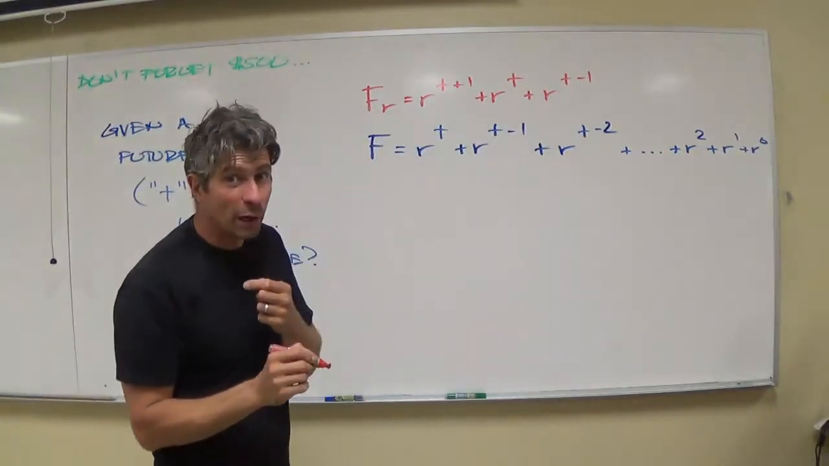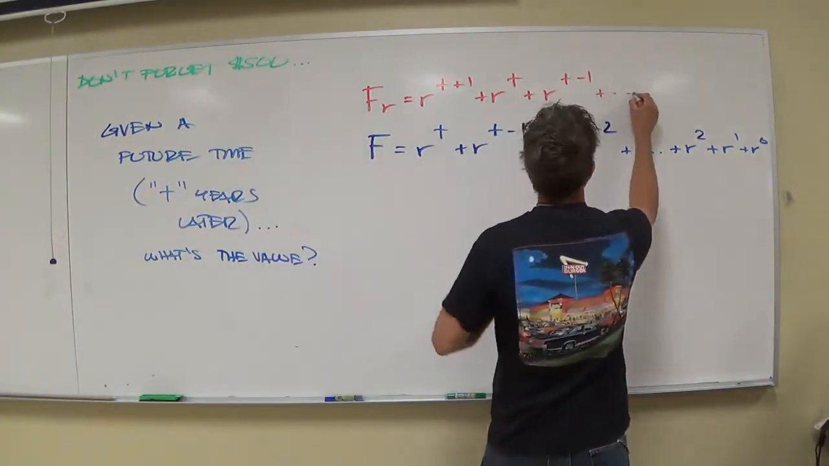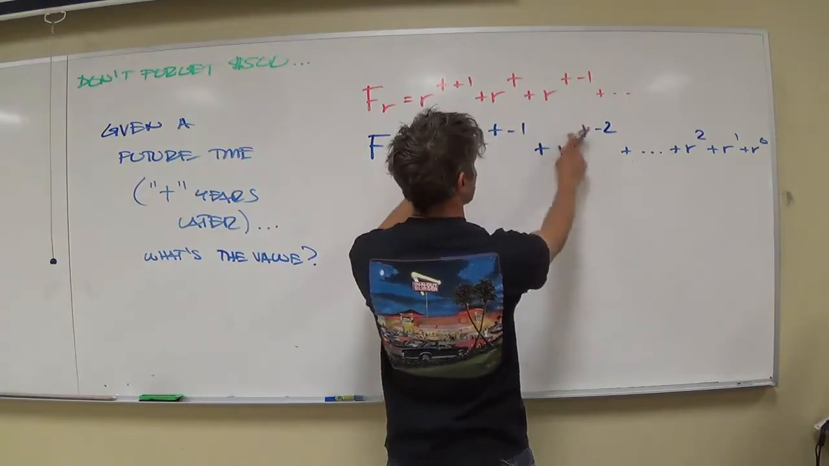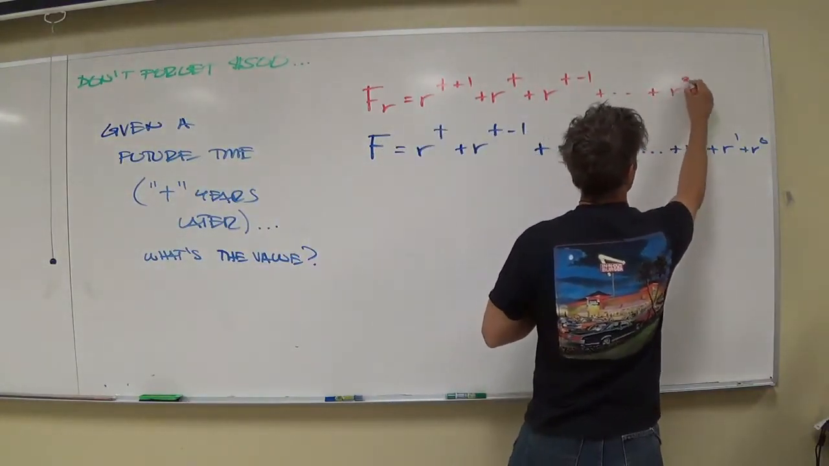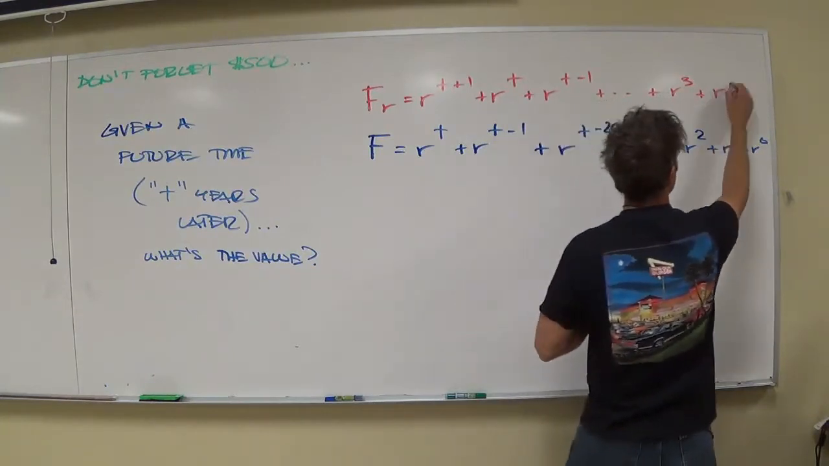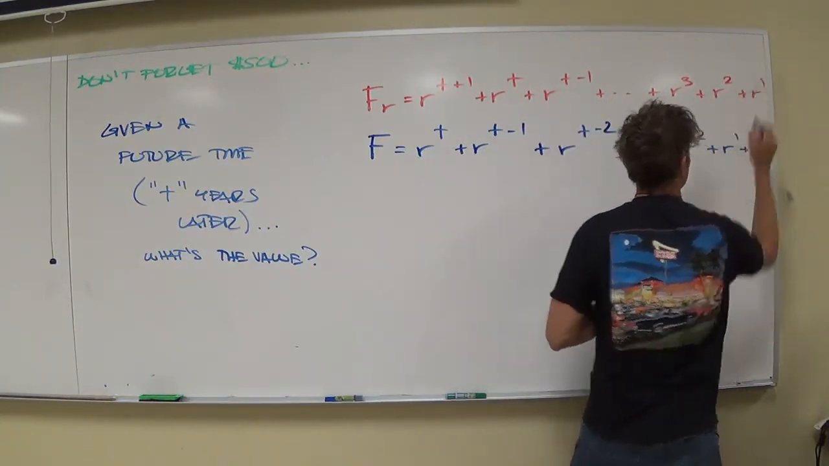And hopefully you're noticing what's going on here. Everything down here, the exponent is getting 1 bigger. So this squared down here is going to become r cubed. This first power is going to become r squared. And this 0 power is going to become r to the first.